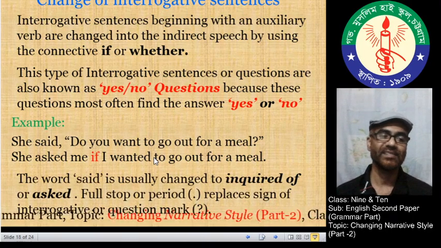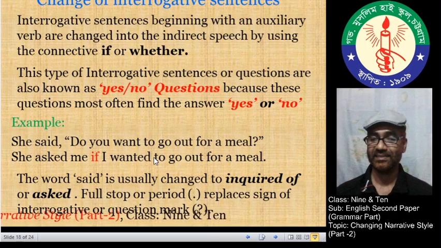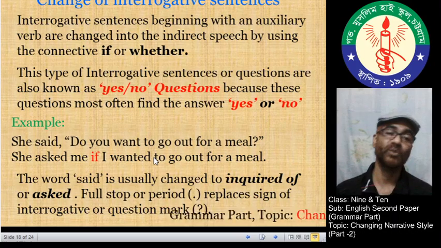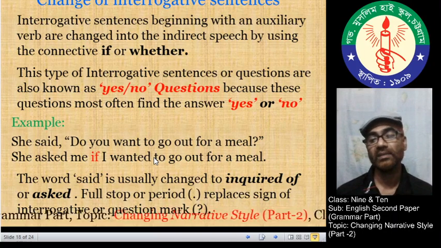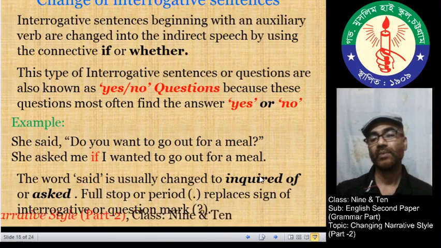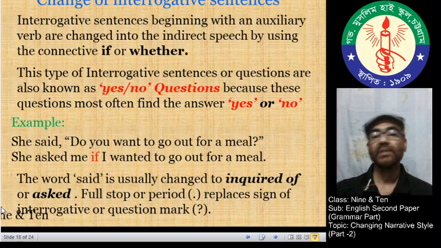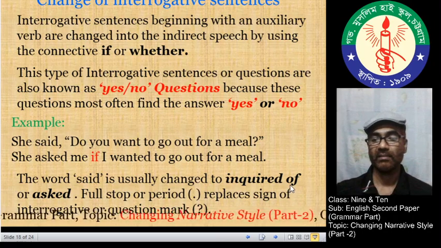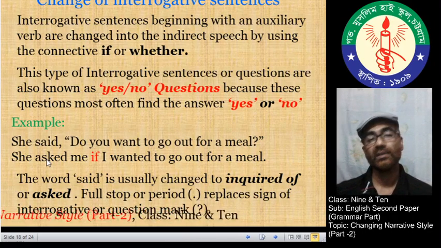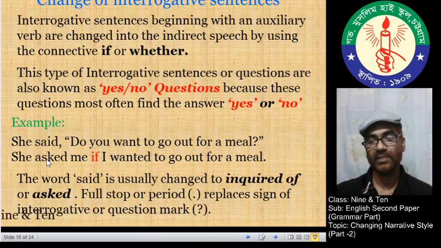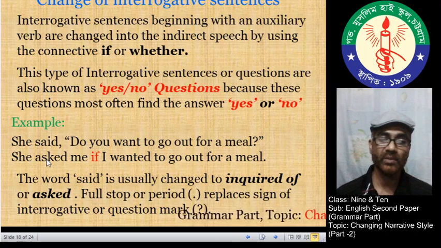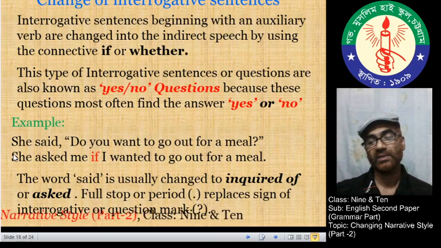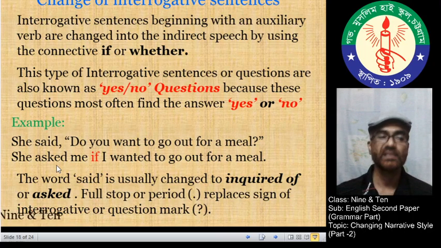And the word said is usually changed to inquired of or asked. So you can find another one, and it's inquire. When you use inquire, you have to use of. But when you use ask, we don't need to use any of. So that's why we have actually used asked. If we use inquire here, it is inquire of: she inquired of me. But we have used asked here, so we don't need to use of.